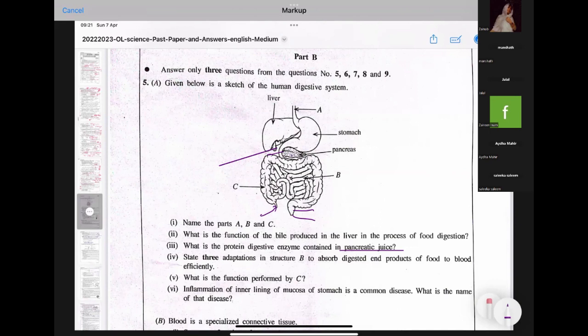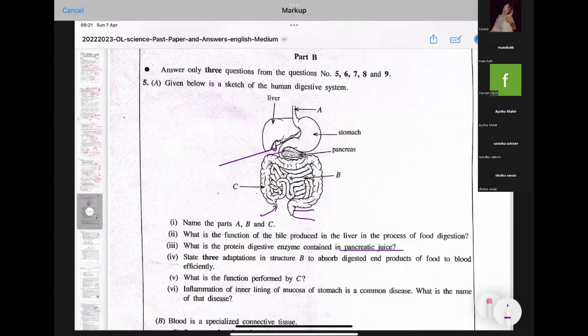It tests your memory. Inflammation of the inner lining of the mucosa is a common disease. What is the name of the disease? Gastritis. So you should know that inflammation of the lining of the mucosa is gastritis. Otherwise, you won't be able to answer this, so it is essential for you to remember.